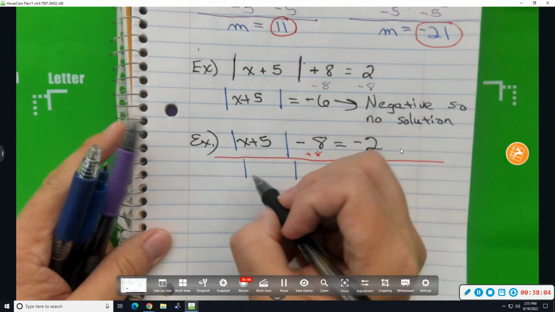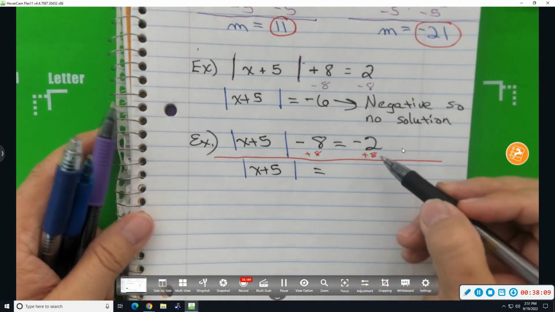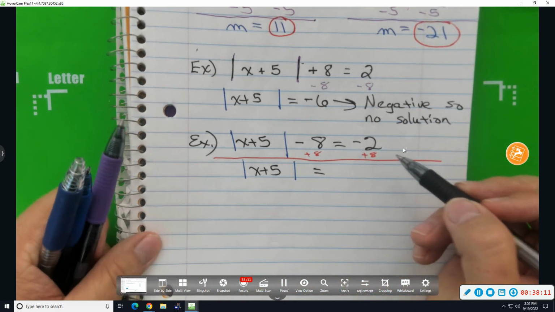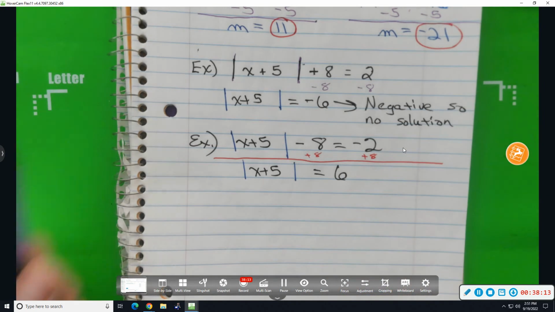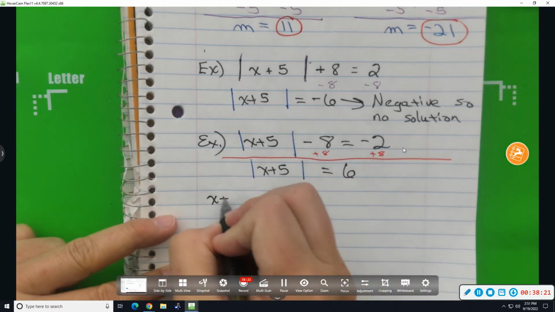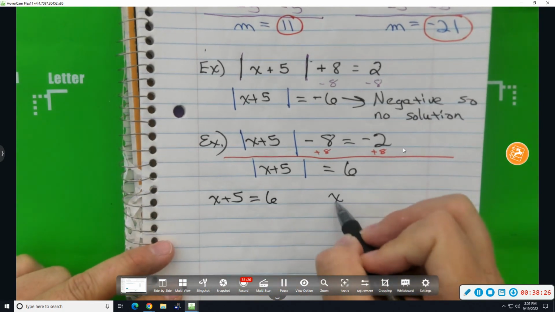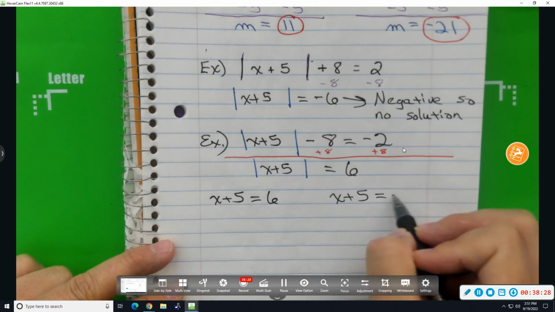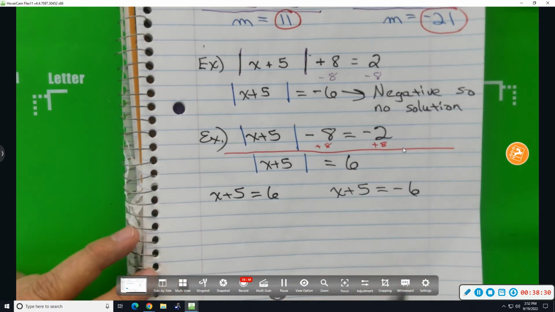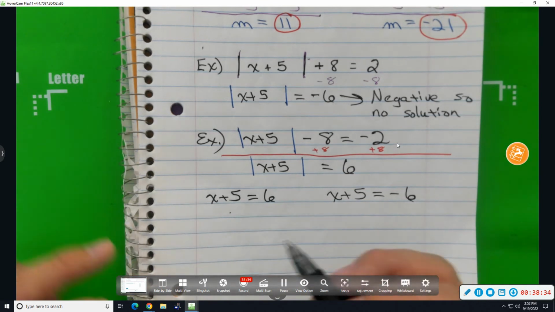No, it isn't, because we're going to have the absolute value of x plus 5 on one side. What are we going to have on the other side? A positive 6. So now that's a positive number, so we're going to have 2 solutions. The thing inside there, x plus 5, must equal, what are the 2 cases? Positive 6 or negative 6.